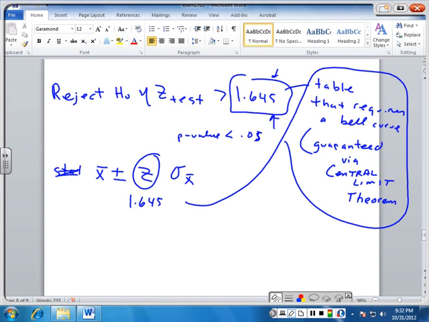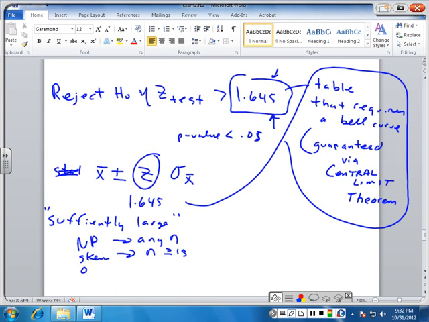Okay, so sample size: what does it mean for a sample to be sufficiently large? If you have a normal population, any n will do. If you have skew, then you need an n of at least 15. If you have outliers, then you need an n greater than or equal to 40. And if you have extreme values, then you need n greater than or equal to 100.